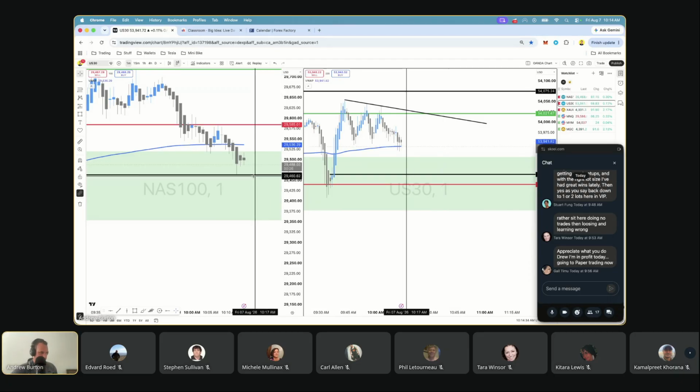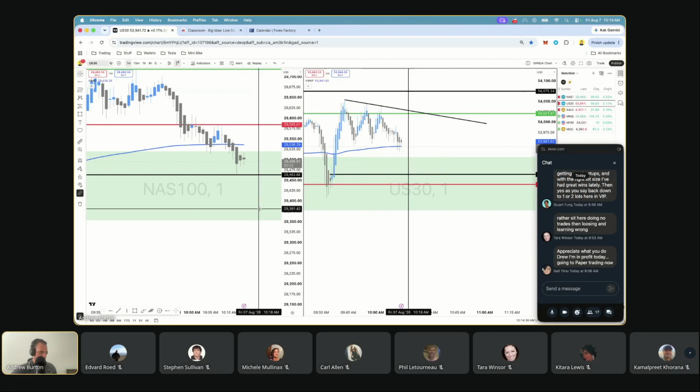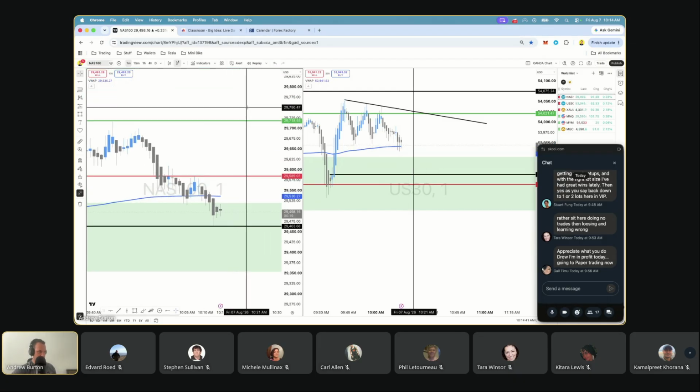And then Nasdaq, I think Nasdaq will come all the way down here. We're going to know soon. If it starts to make its way back up here, then it's probably going to go all the way back up here.